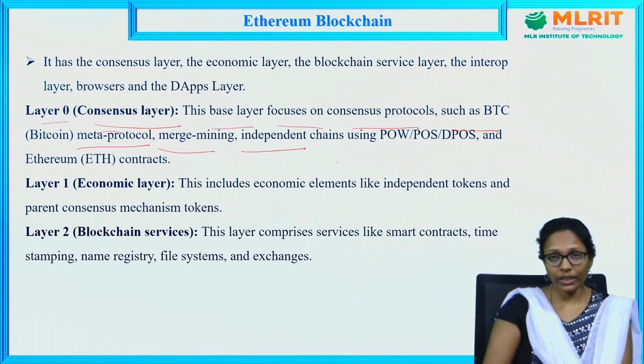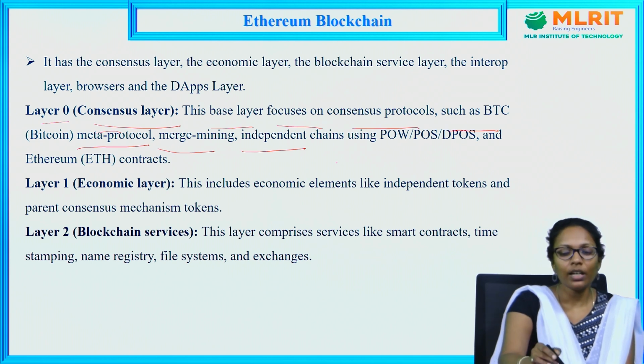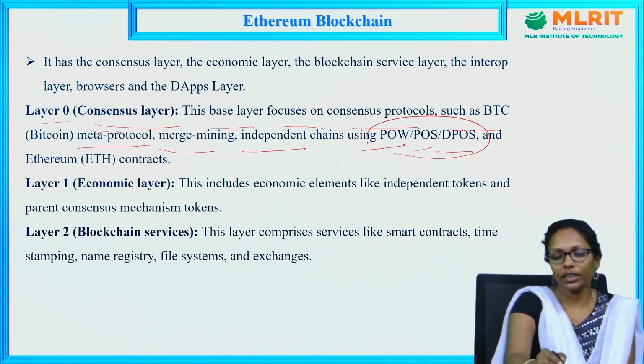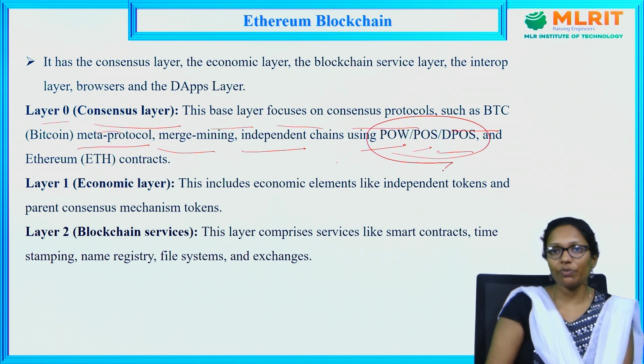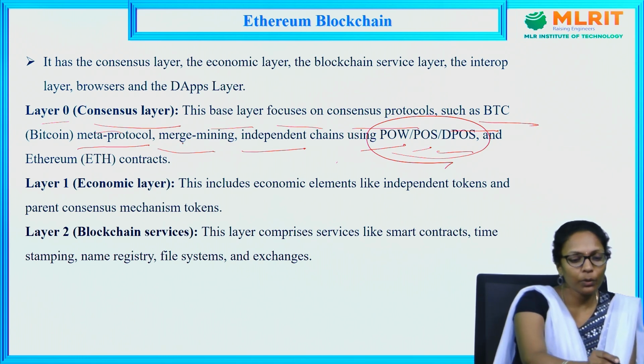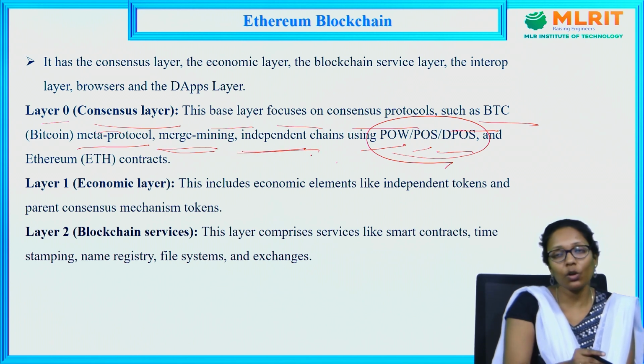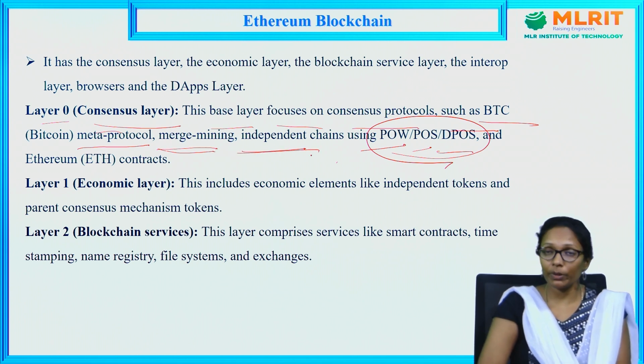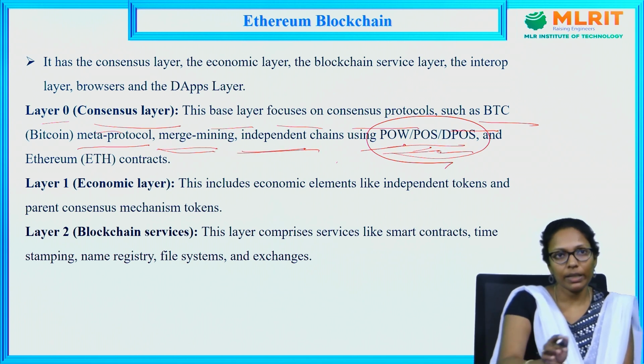So what are the different consensus mechanisms we have? Proof of work, proof of stake, distributed proof of stake. These are the different consensus mechanisms which we are using inside the Ethereum blockchain. And these consensus mechanisms, again, use different consensus protocols. So what are the protocols they will use? Bitcoin Meta Protocol, mesh mining, independent chains. All these are the protocols which will be used by these consensus mechanisms.